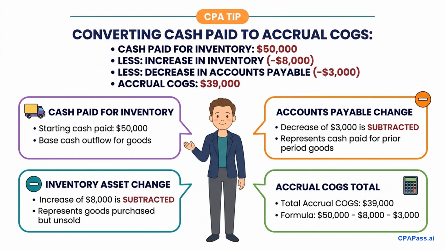Next, let's convert cash paid for inventory to accrual cost of goods sold. Imagine we paid $50,000 cash for inventory. During the year, our inventory asset increased by $8,000 and our accounts payable liability decreased by $3,000. To find accrual COGS, we must adjust the cash paid. An increase in inventory means we bought more than we sold, so we subtract $8,000. A decrease in accounts payable means we paid off prior debt rather than purchasing new goods, so we subtract $3,000. Our adjusted accrual COGS is $39,000.